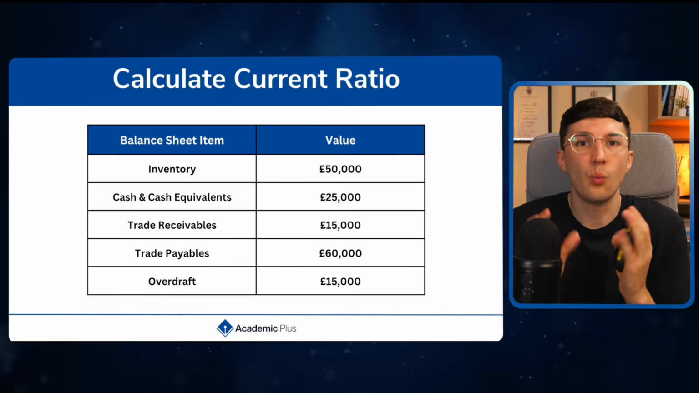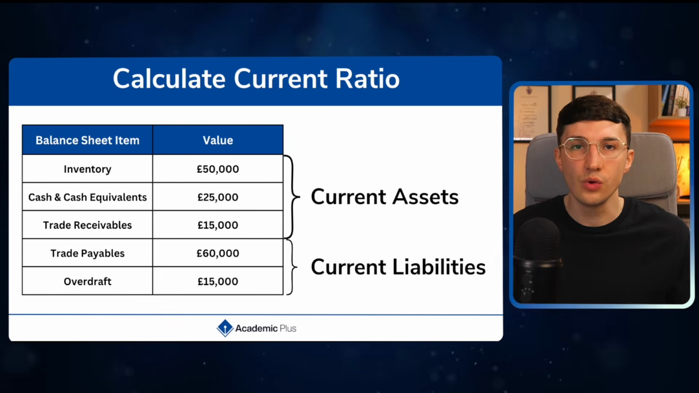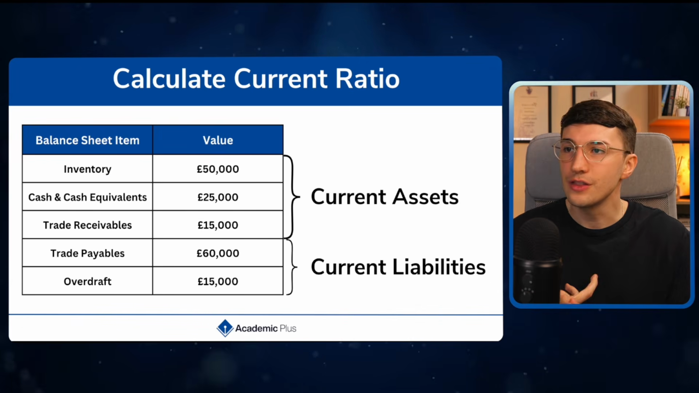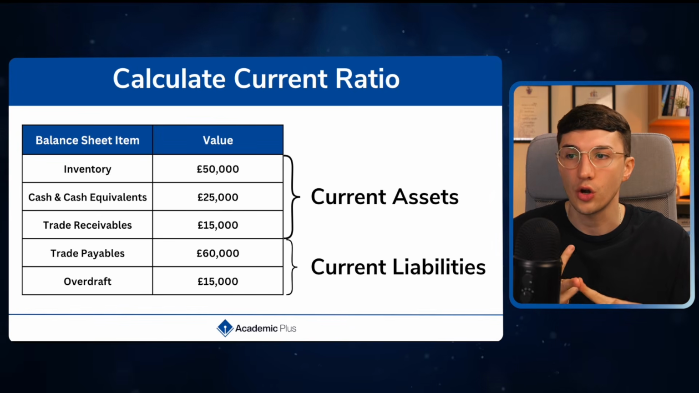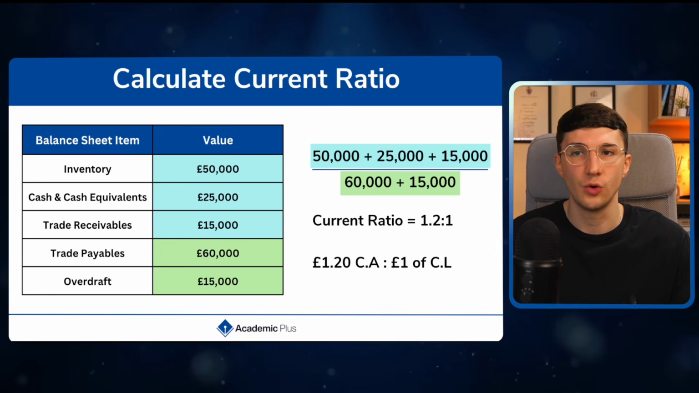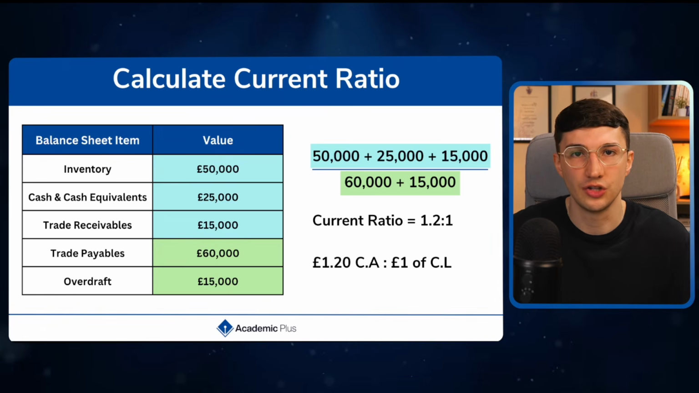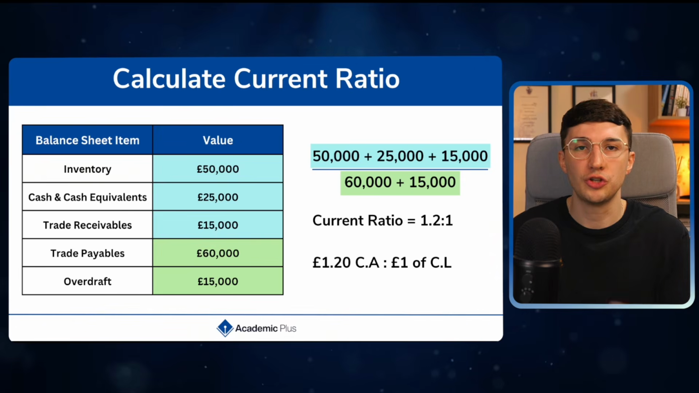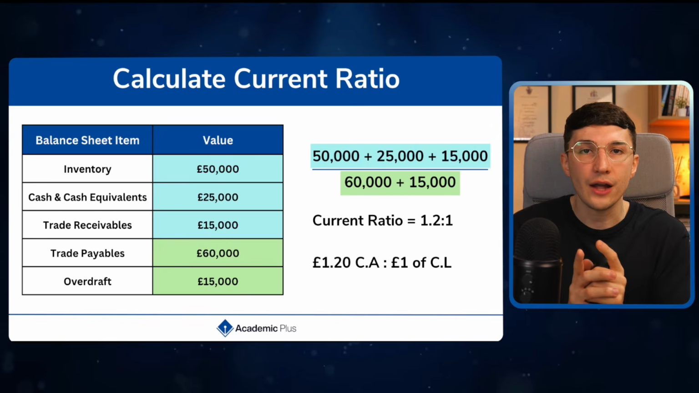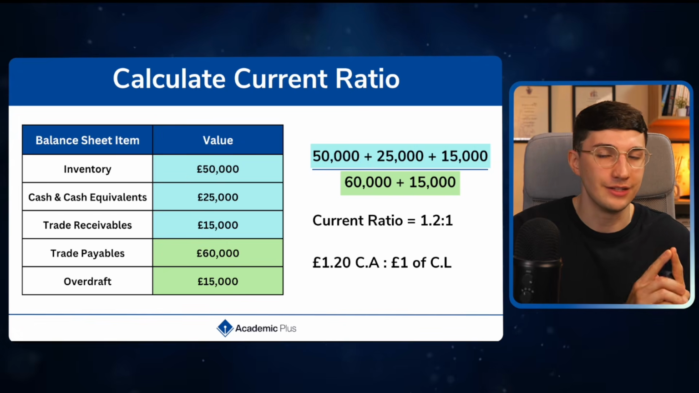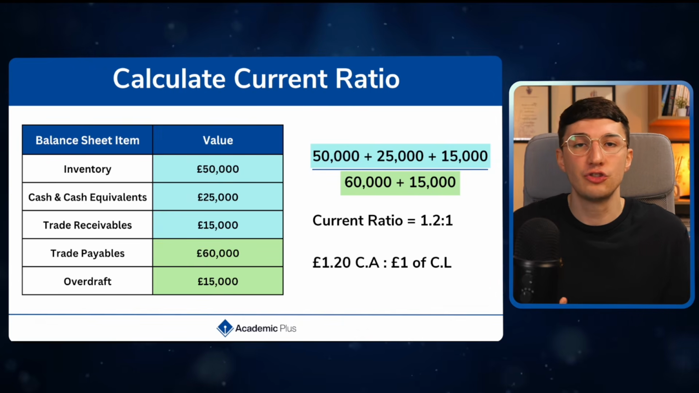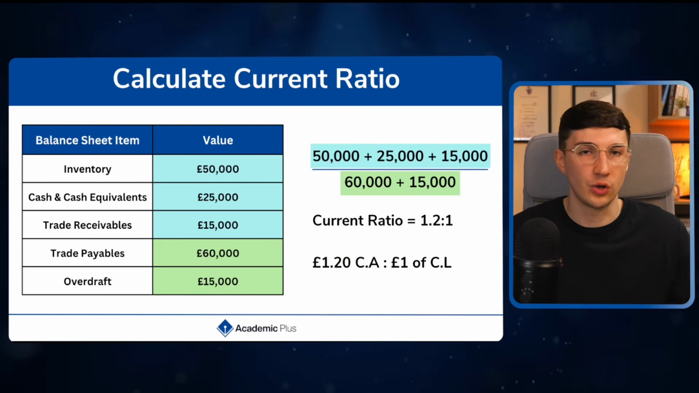The first step that we need to do to calculate this is to organise it. Which ones are current assets, which ones are current liabilities? We can see the top 3 are current assets and the bottom 2 are current liabilities. All we have to do is add them all together, put them into the formula, and then we've got our current ratio. We get a current ratio of 1.2 to 1. What that means is that for every £1 of current liabilities the business has, we have £1.20 of current assets. Essentially, we want more current assets than current liabilities.